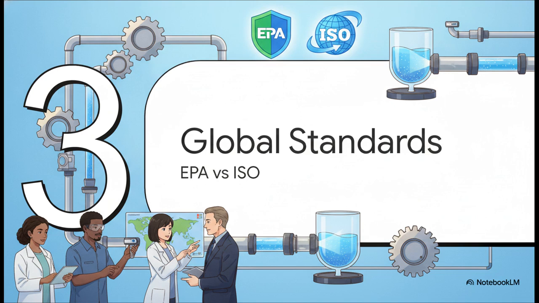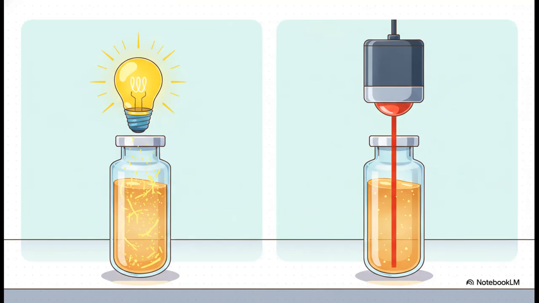Which brings us to Section 3, setting the global standard. Now, different regulatory bodies take totally different approaches to their light sources. The US EPA Method 180.1 relies on a tungsten filament lamp, which is a polychromatic white light. The major drawback here? It's highly sensitive to interference from colored water that absorbs light in the 400 to 600 nanometer range. On the flip side, the international standard, ISO 7027, uses an infrared LED emitting at specifically 860 nanometers.